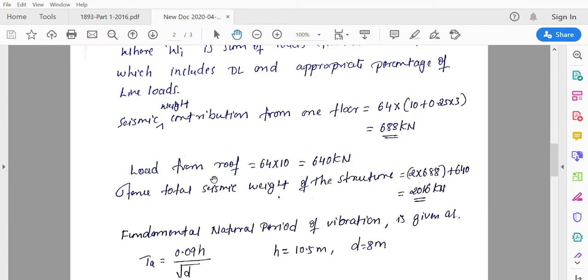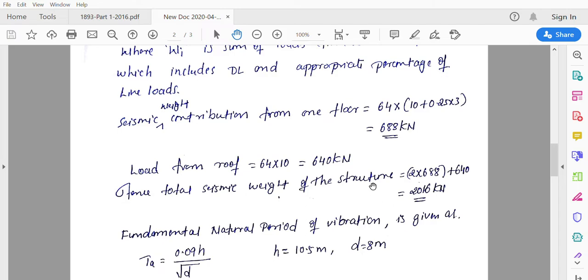Then load from the roof. For the roof we are not considering any live loads, only dead loads. So the area is 64 into 10, so 640 kN. There are two floors and a terrace floor, hence it is 2 into 688 plus 640. So this is the total seismic weight of the structure, 2016 kN.